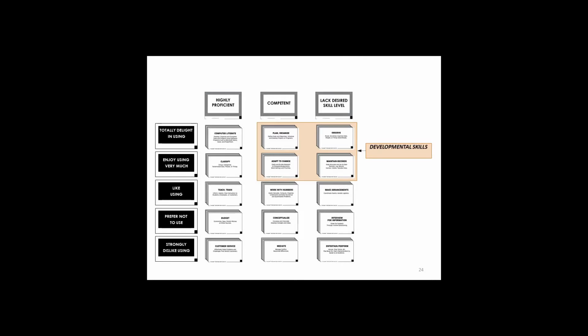In the upper right-hand corner are skills that you like using, but you're not as good as you'd like to be. So we call those developmental skills. Those are ones that you should practice and learn how to develop. They'll be easy to develop because you already like using them. As opposed to the skills in the lower right-hand corner, which are called irrelevant or unimportant skills.